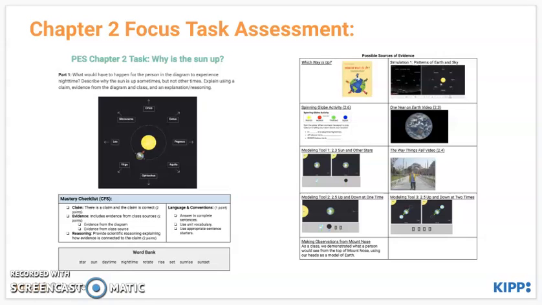The Chapter 2 focus task has students analyze a diagram to explain what would have to happen for the person in the diagram to experience nighttime. The second and third parts have students write about which way is up and how gravity pulls things toward the center of the Earth. Pause here and take some time to try this chapter task on your own.